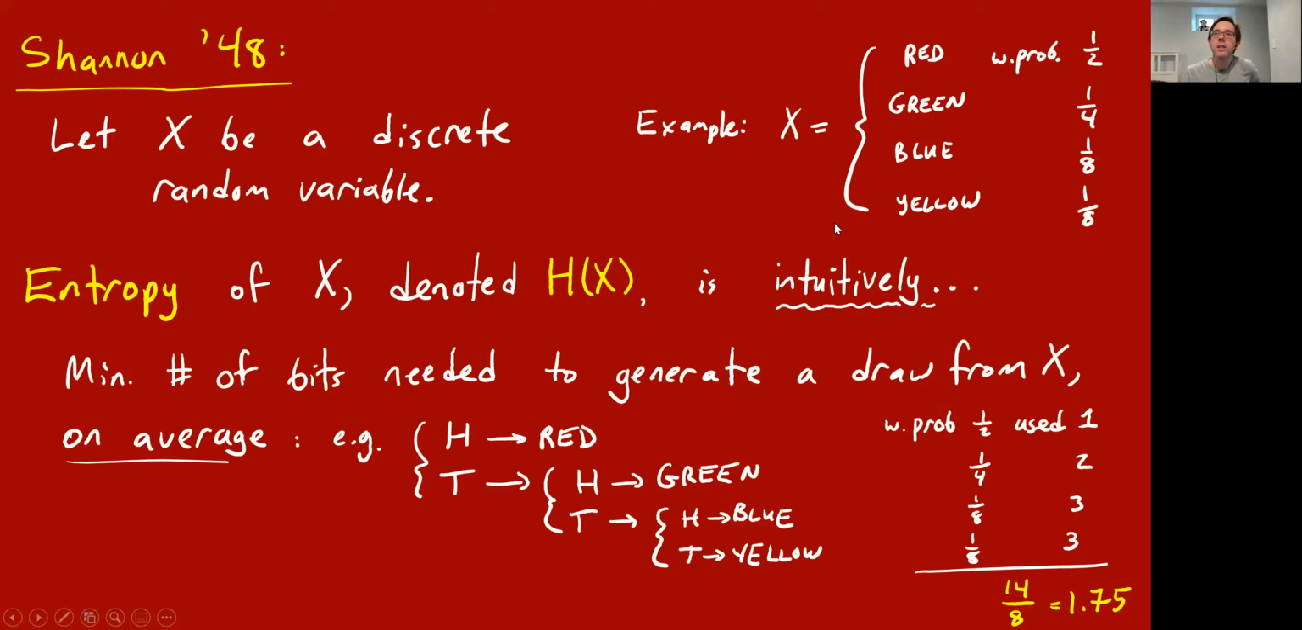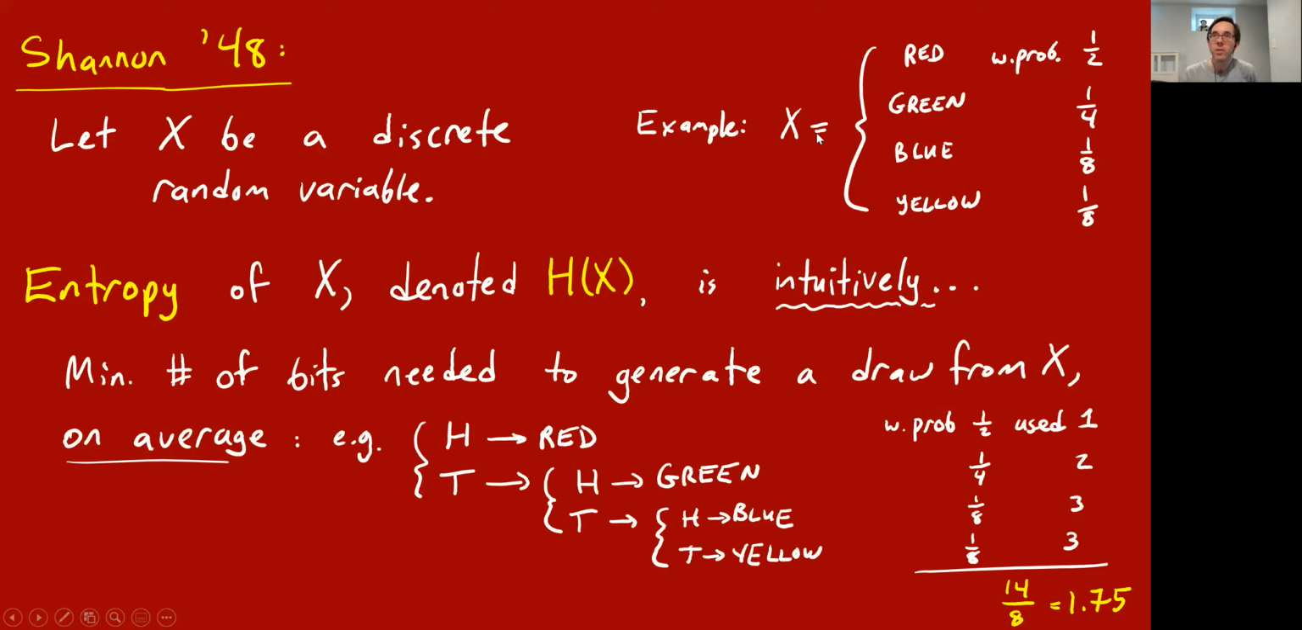So imagine that you needed to write a computer program that output draws from this random variable x with these specifications, and the only thing you're allowed to do is flip a fair coin. How many coins are you going to have to flip on average with the most efficient program? This is what we're asking ourselves.